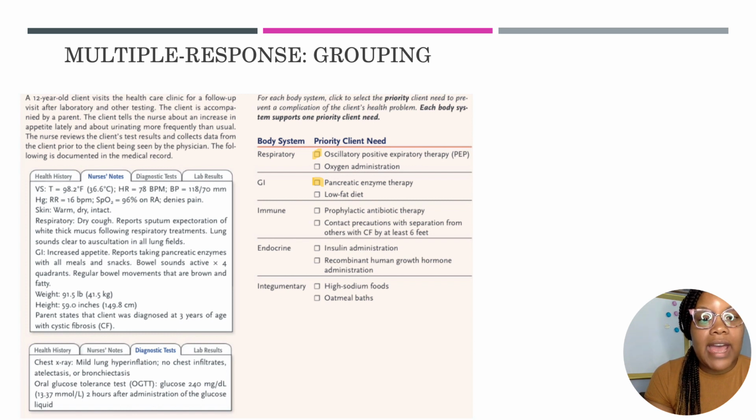We look at the diagnostic test, and it says that the chest x-ray just showed mild lung hyperinflation, no chest infiltrates, no atelectasis. So why would they need to be on an antibiotic? Let's make sure we're crossing all our T's, and we're going to skim through the rest of the problem. But nothing says that this patient needs to be on antibiotics, right?